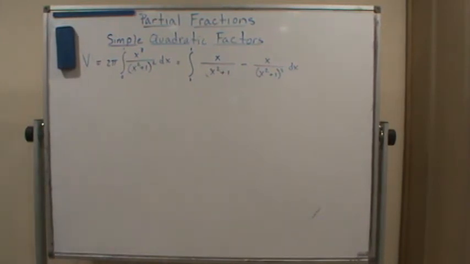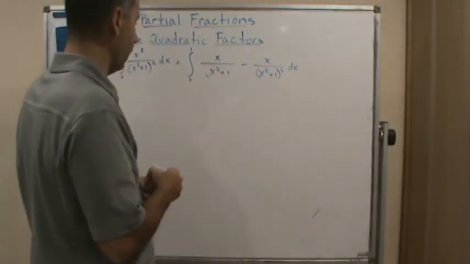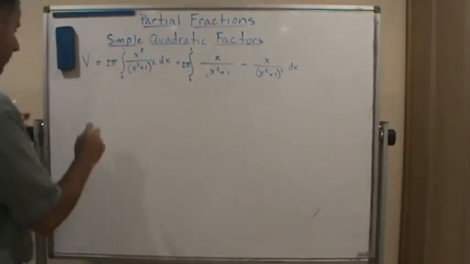Okay, so now the first one, what do you notice about the first one? The first one's going to be u substitution. So let's just do the u substitution for that one. And a u substitution for the second one too. In fact, we could do a u substitution for both of these. Oh, hold on. Don't forget your 2 pi. Okay, so let's do that.